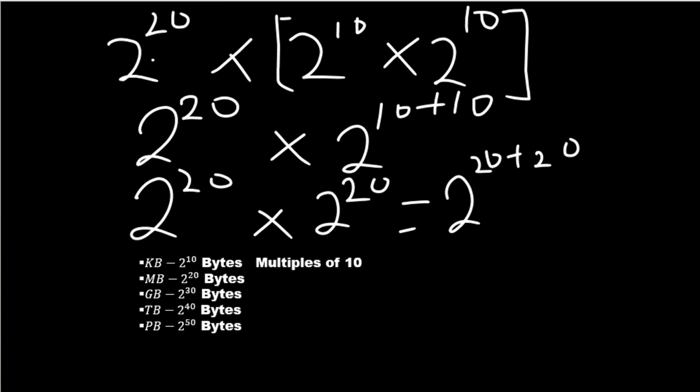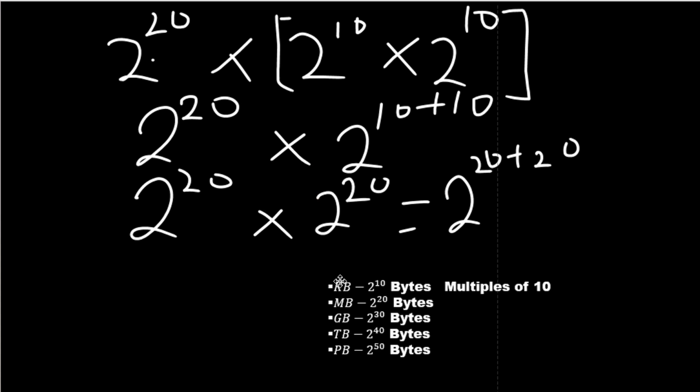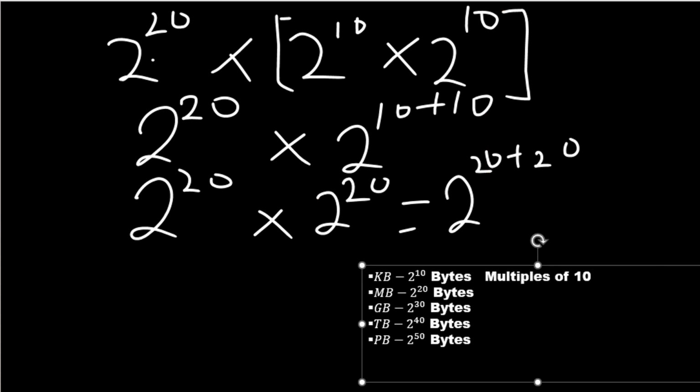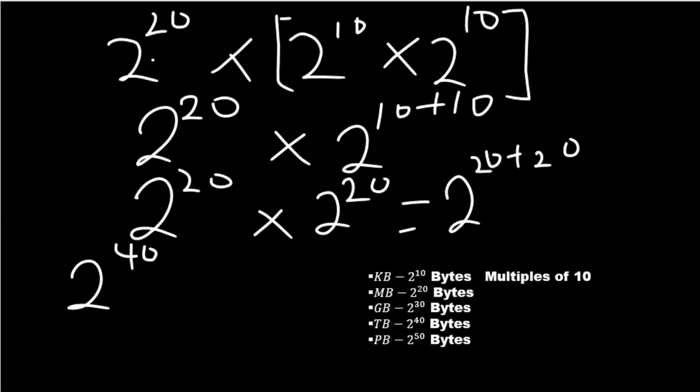Okay, let's shift this to the other side so we can get enough room there to continue our solution. Yes, so this gives us 2 to the power 20 plus 20, which is 2 to the power 40. So when we check our graph, you can see that 2 to the power 40 gives us a terabyte, and that's what we are looking for.